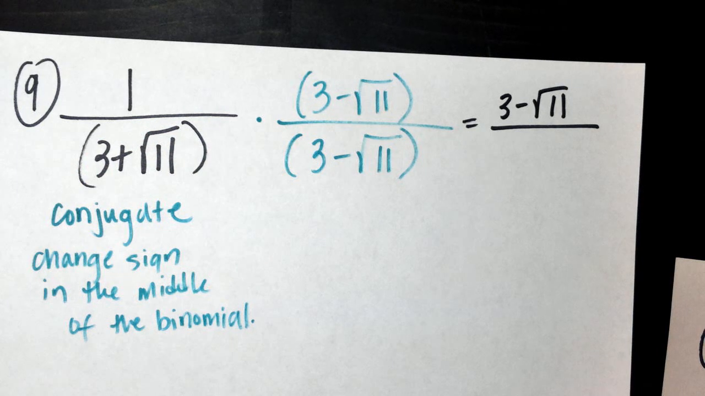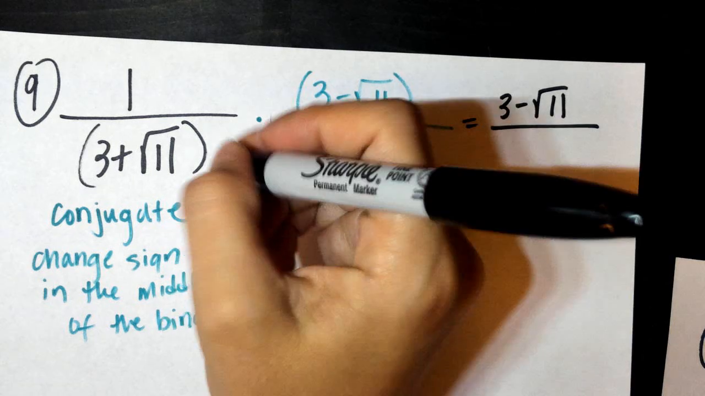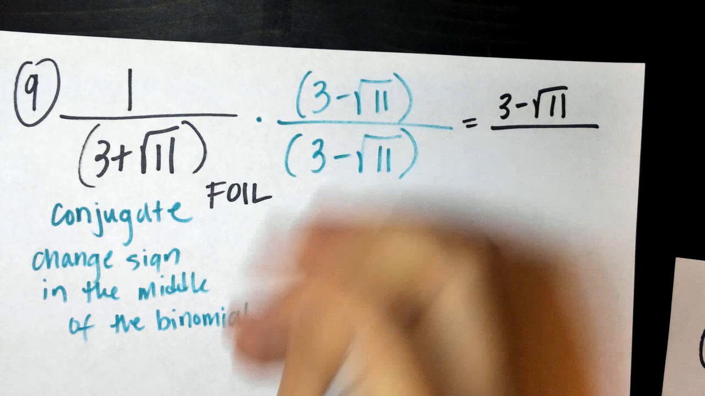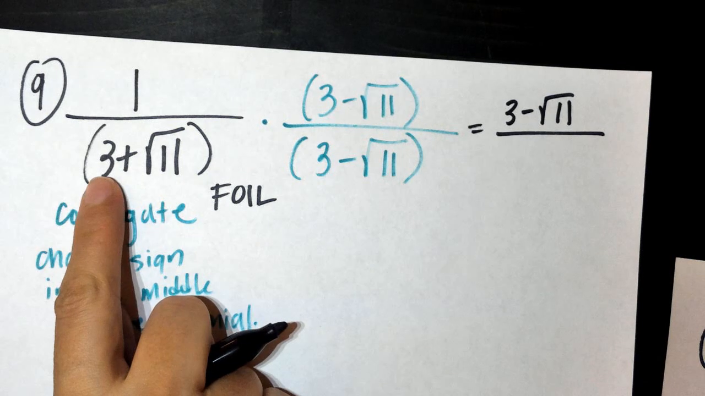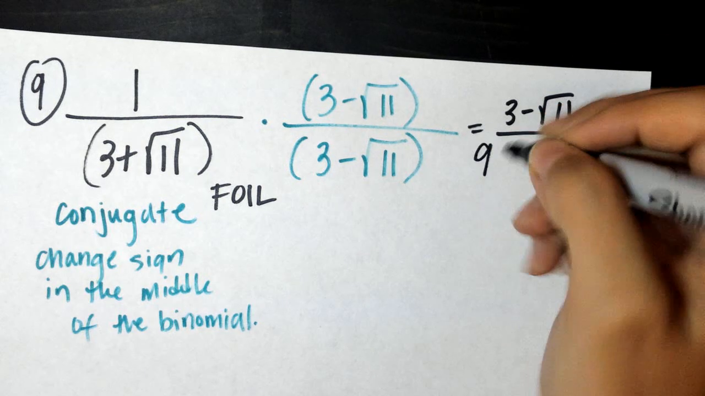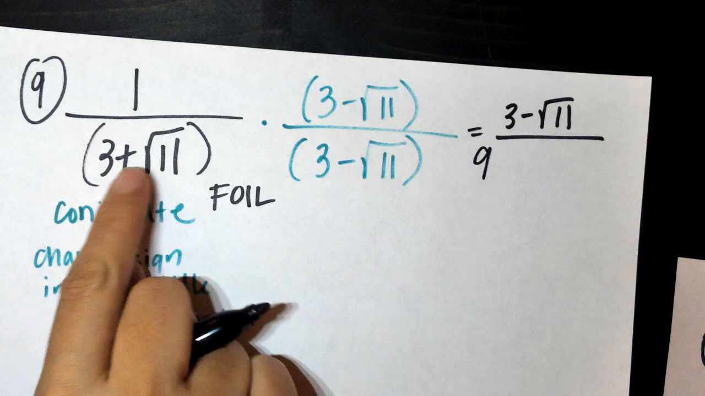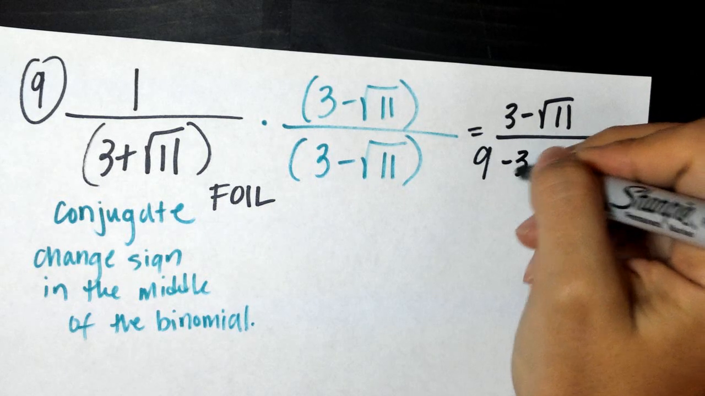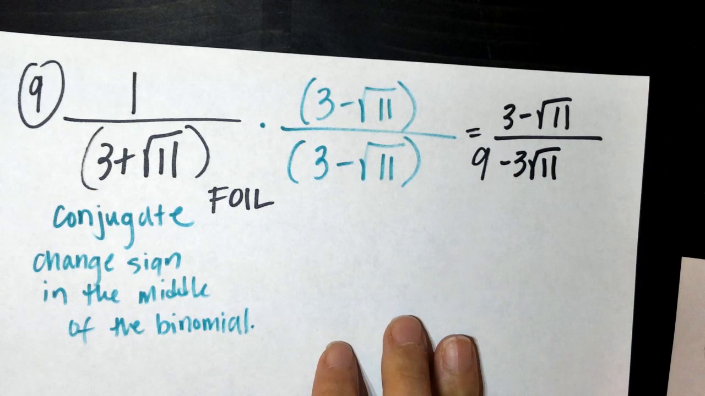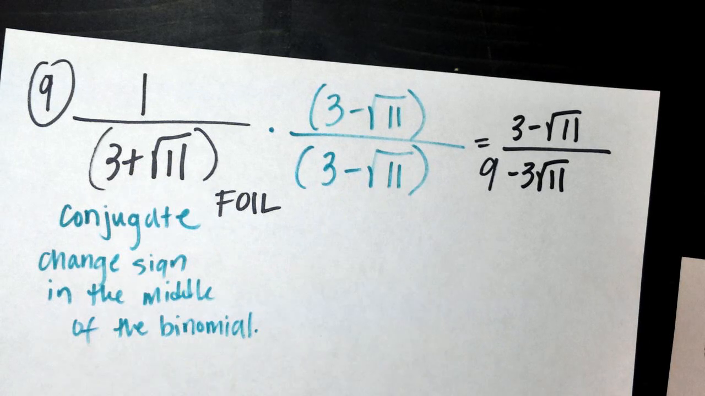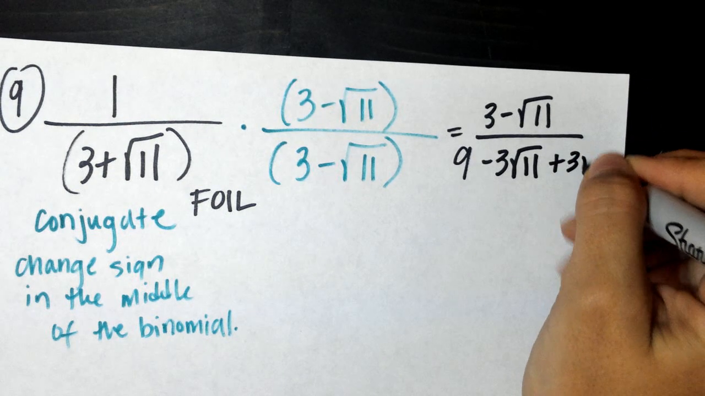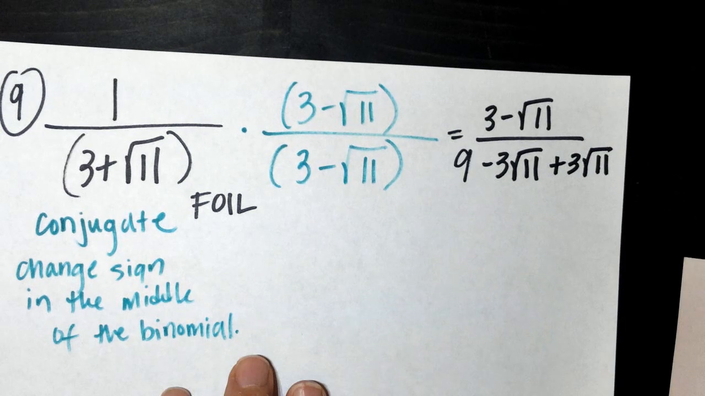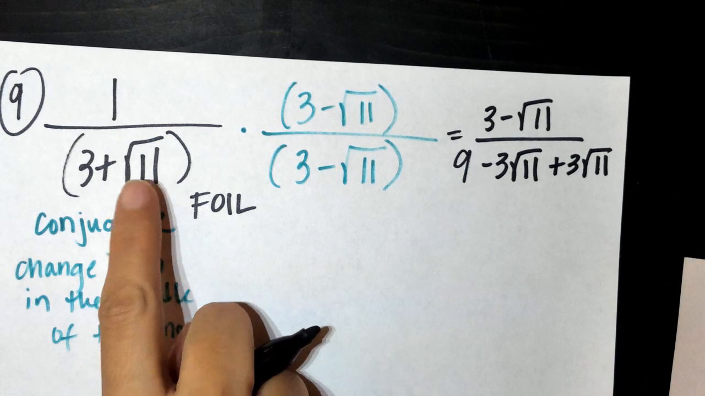Do you guys remember what you do when you have two binomials and you multiply them together? You FOIL, yes. Super duper important because this is going to cancel out the radical, and I'll show you why. So first, 3 times 3 is 9. Outer you get, be careful, negative 3 square root 11. Do y'all see that when you do the outer ones? And then the inside ones you get what? Positive 3 times the square root of 11. And then last you get the square root of 11.